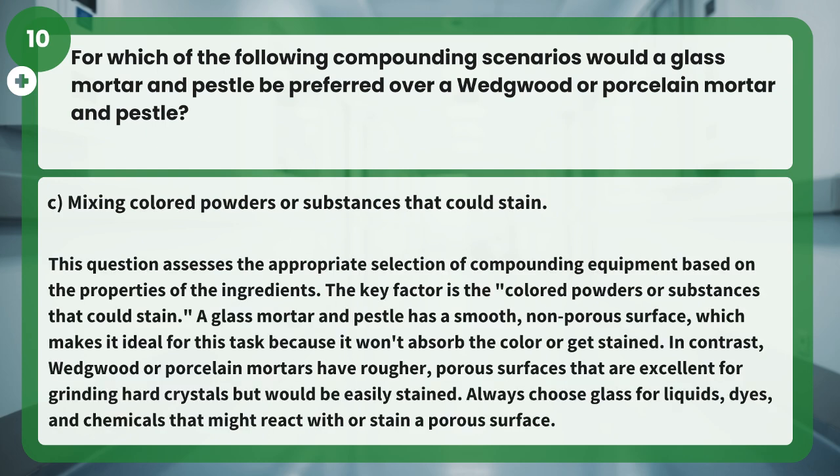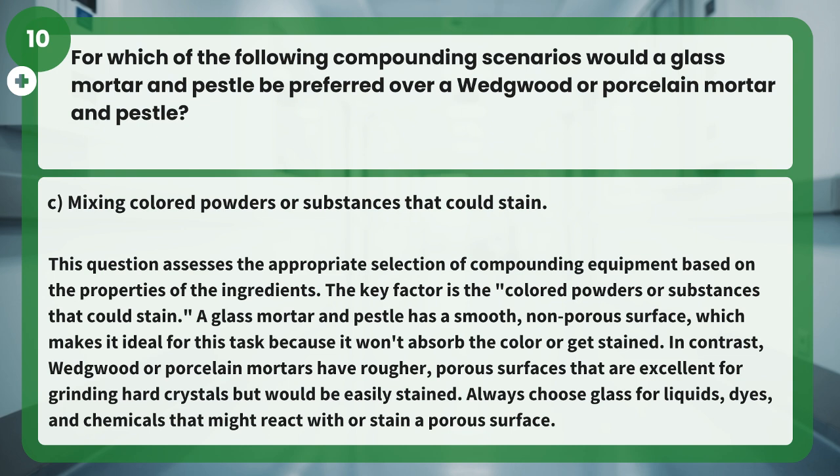Answer: C. Mixing colored powders or substances that could stain. This question assesses the appropriate selection of compounding equipment based on the properties of the ingredients. The key factor is the colored powders or substances that could stain. A glass mortar and pestle has a smooth, non-porous surface, which makes it ideal for this task because it won't absorb the color or get stained.